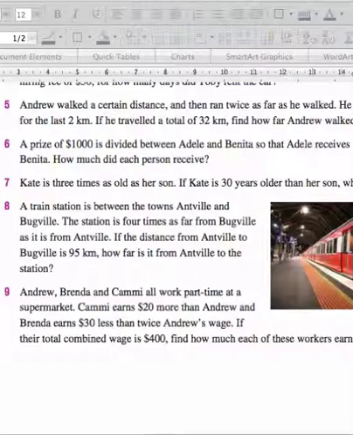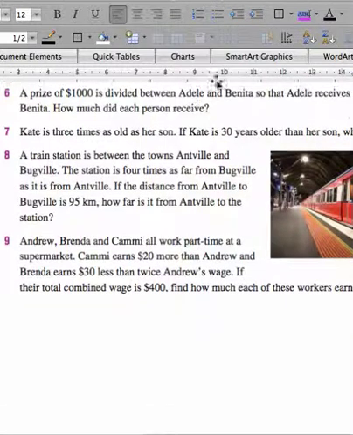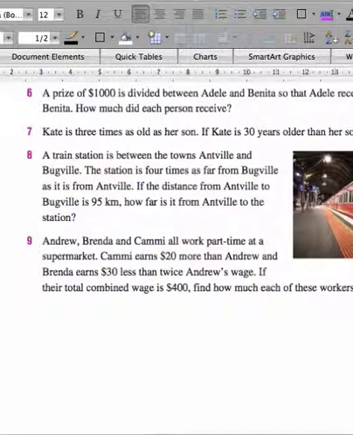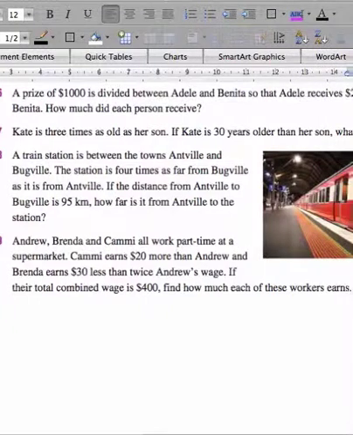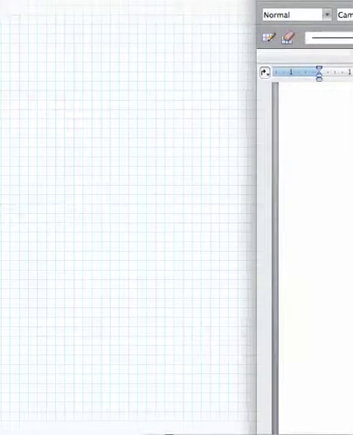Our next question looks like another tricky one, but let's break it down. All right, a prize of $1,000 is divided between Adele and Benita, so that Adele receives $280 more than Benita. How much did each person receive? All right, so our first step is, let's identify some variables. So we can have A for Adele and B for Benita.